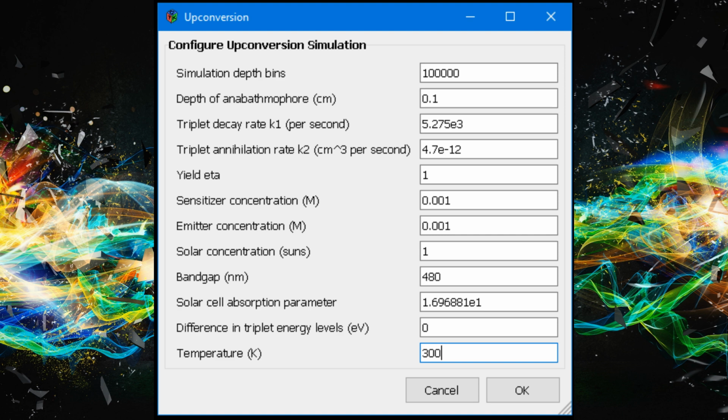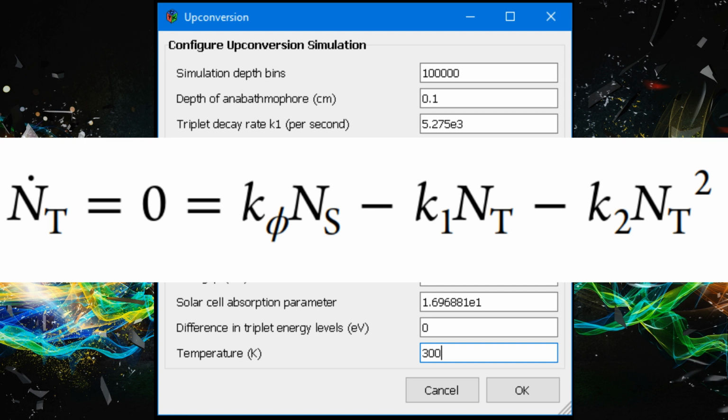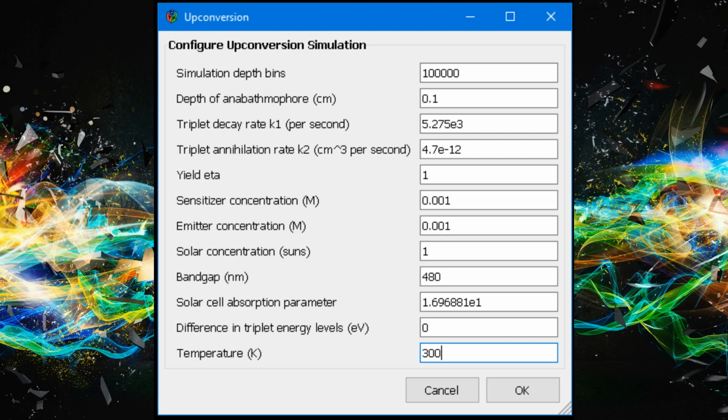The next rate constant, the triplet annihilation rate, K2, describes the efficiency with which triplet excitons that are near each other, or triplet excited states in different molecules that are near each other, destroy each other. So, the larger this constant, the more upconversion you get. People use different units for this quantity. Our software uses centimeters cubed per second.